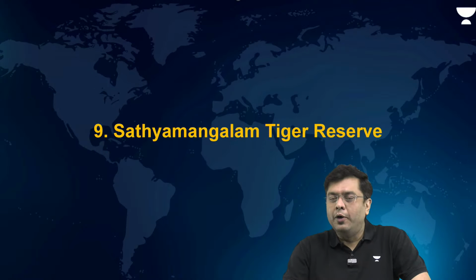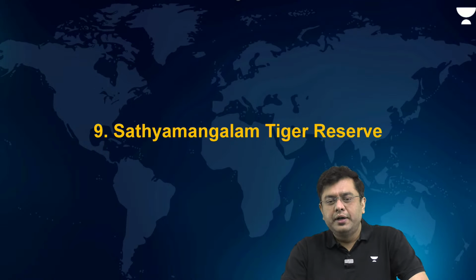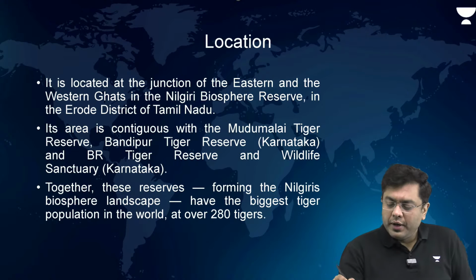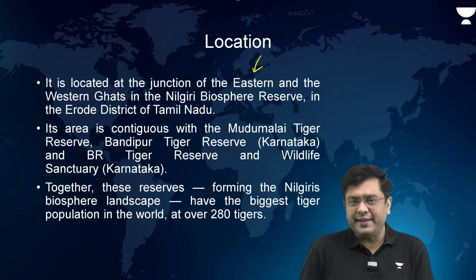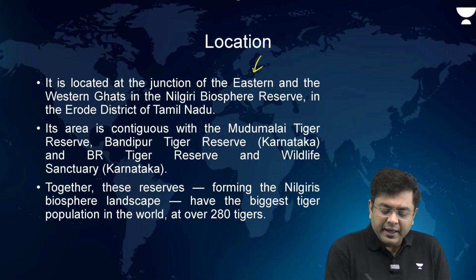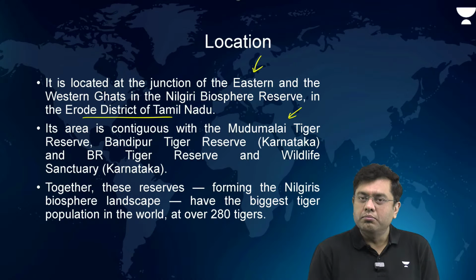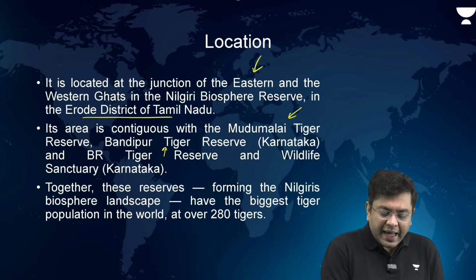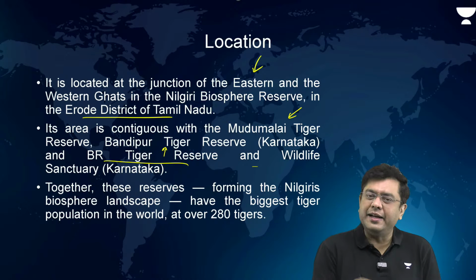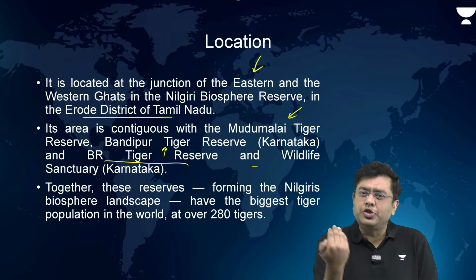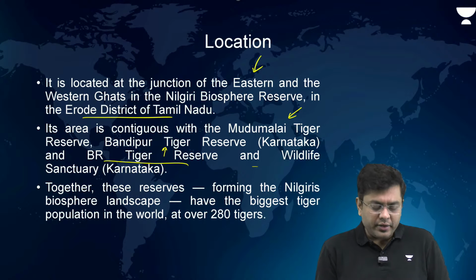Okay. Now, Satyamangalam Tiger Reserve, that has also been in news. So here the location and the attribute, that's it. That is where you have to restrict yourself. So, junction of eastern and western Ghats in the Nilgiri Biosphere Reserve itself in the Erode district of Tamil Nadu. It is contiguous with Mudumalai, Bandipur and BR Tiger Reserve and Sanctuary in Karnataka. Right? So that is where you will find a natural wildlife corridor for species of tigers.